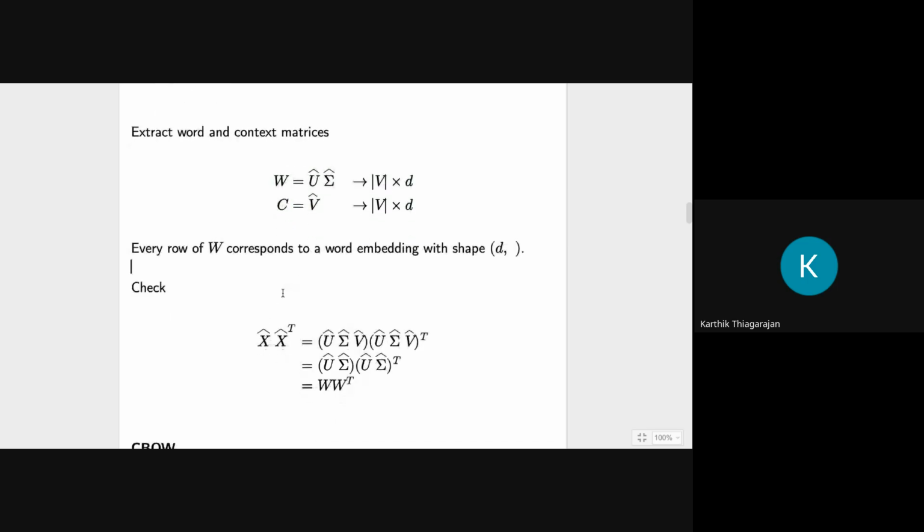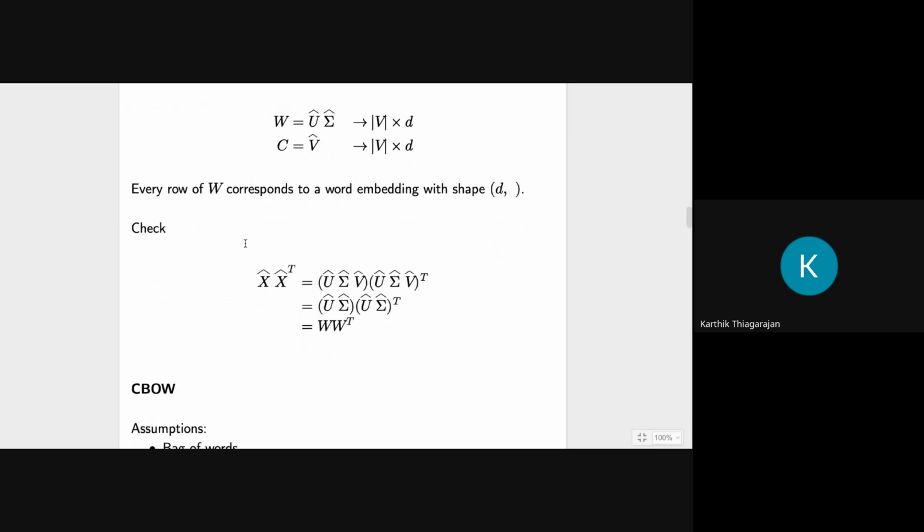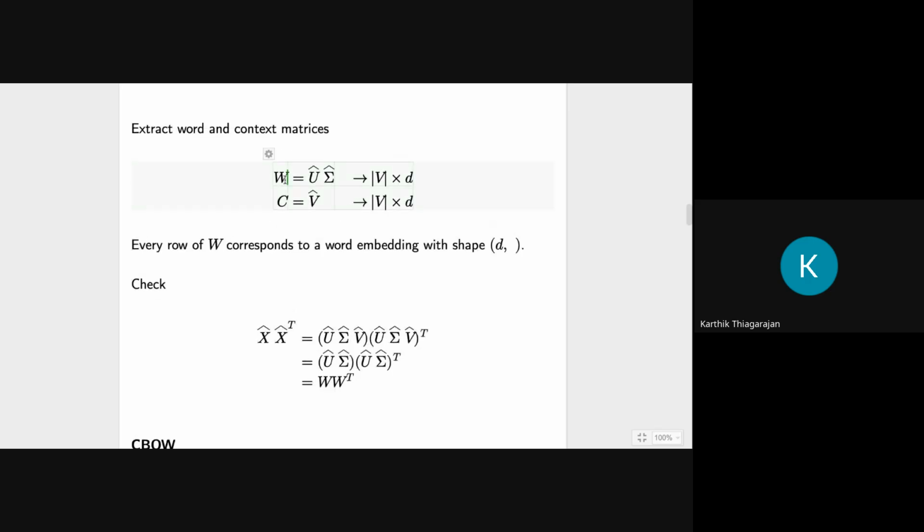That is one thing. This check is there in the lectures, so I'm not going over it. It's just to show that this W that we obtain makes sense. You tie it to pairwise dot products between words, so you are retaining the pairwise dot products. That's what this whole derivation means. Okay, so that is SVD.